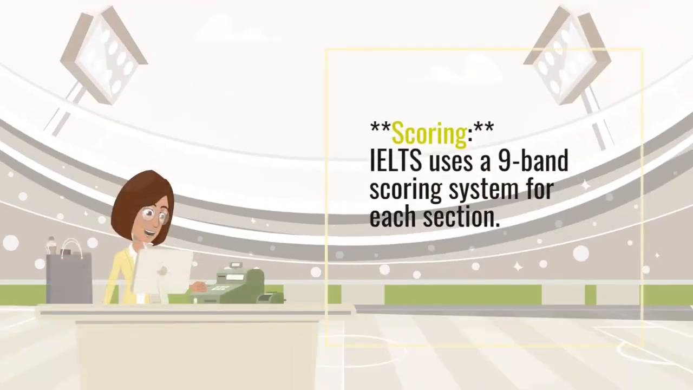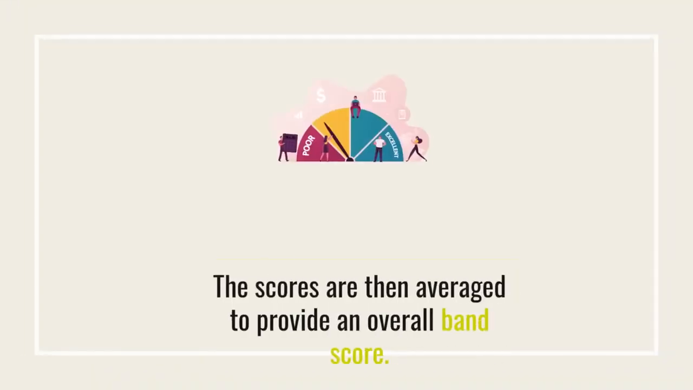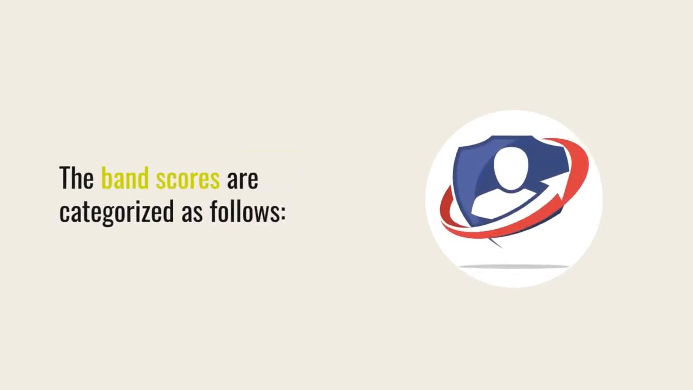Scoring. IELTS uses a 9-band scoring system for each section. The scores are then averaged to provide an overall band score. The band scores are categorized as follows.